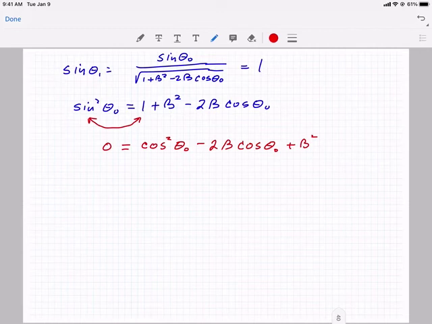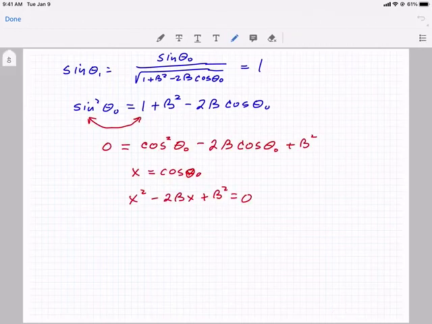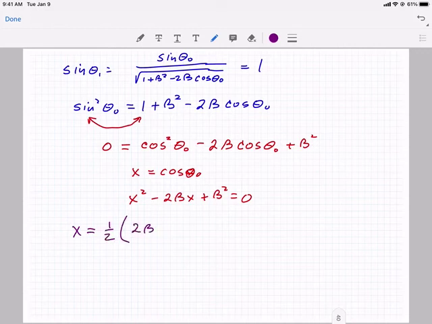Okay? And then what I'm going to do is just say that x is equal to cosine of theta naught. And I now have just a simple quadratic equation. I've got that x squared minus 2 beta x plus beta squared equals 0. And so we can just plug that into the quadratic formula. The solution is going to be x is equal to 1/2 times minus b, which is going to be 2 beta, plus or minus the square root of b squared, which is going to be 4 beta squared, minus 4 times a, which is 1, times c, which is beta squared. So the thing under the square root actually goes to 0. And so lo and behold, this is actually beta.